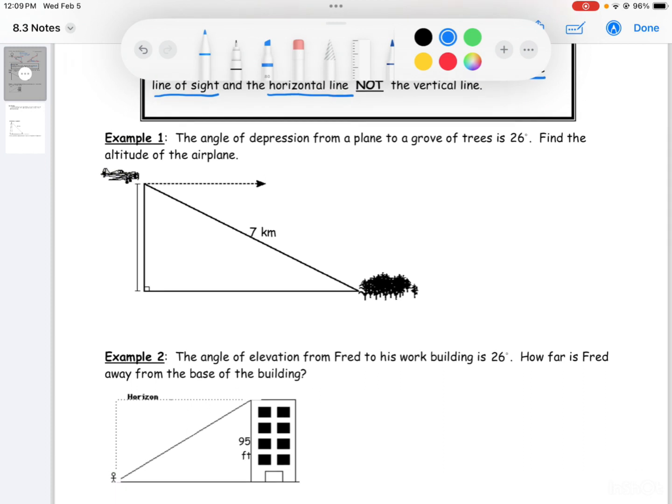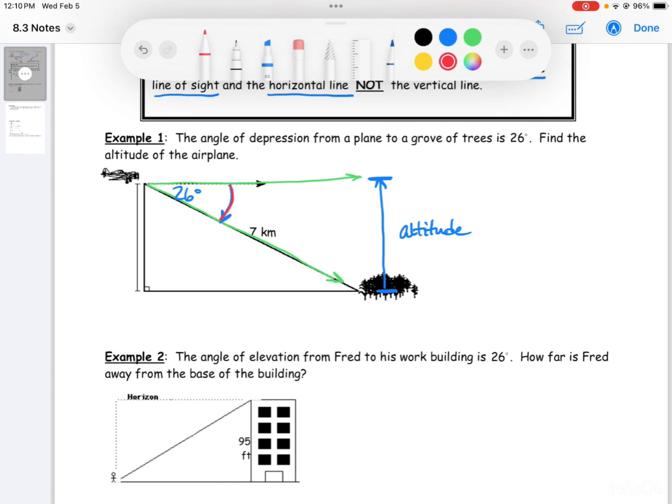The angle of depression from a plane to a grove of trees is 26 degrees. So we have this airplane flying straight ahead. That's the horizontal. But from the cockpit, the pilot or whatever is observing this grove of trees. So they're looking down on something, which means they're creating an angle of depression, and that angle is 26 degrees. Now we want to know the altitude of the airplane. How high above the ground is the airplane?